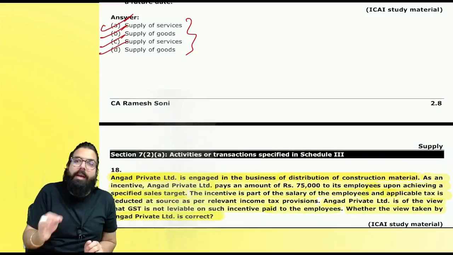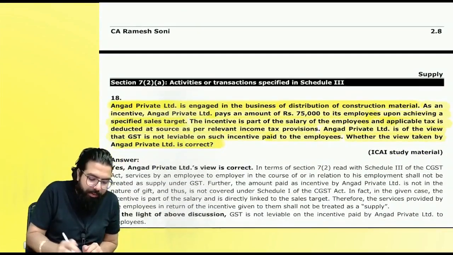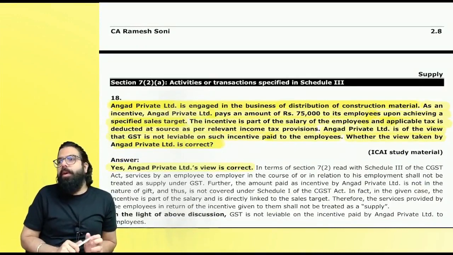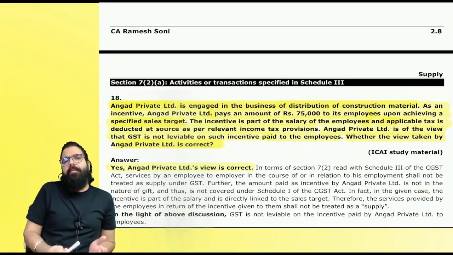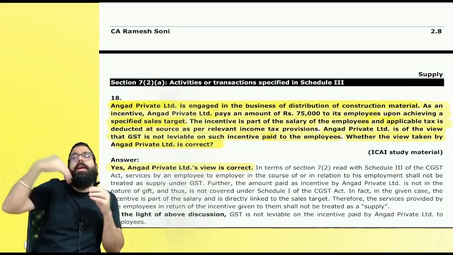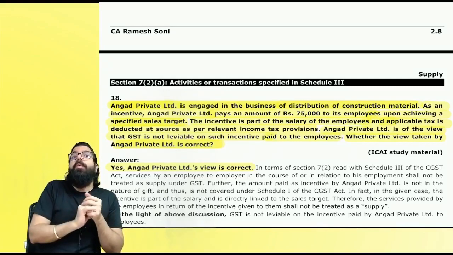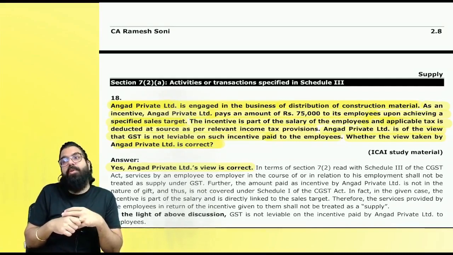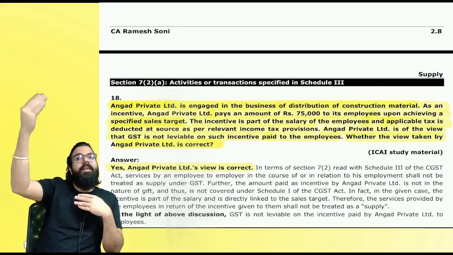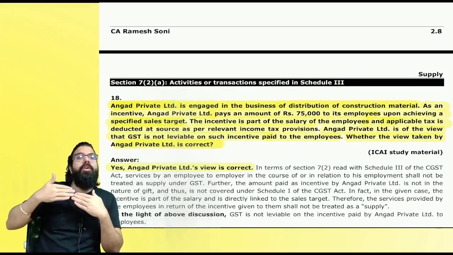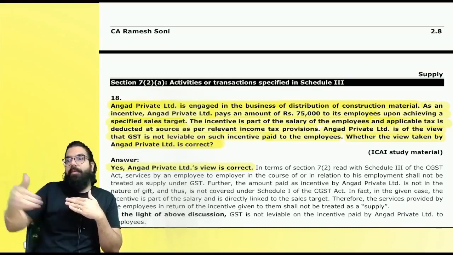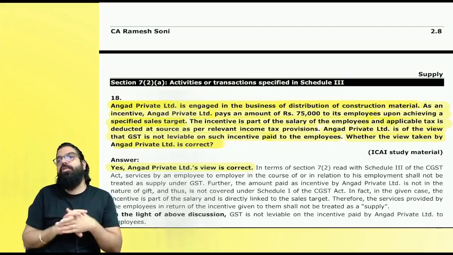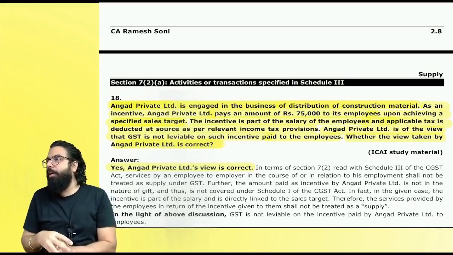Yes, the view taken by Angad is correct. So the first line will be: yes, the view taken by Angad is correct. Can I go ahead? Very natural answer. Why is it correct? Because anything provided in terms of employment is neither supply of goods nor supply of service. You are providing services to the employer and the employer is paying you an incentive as part of salary, and hence your supply is neither supply of goods nor supply of service. Is my point clear, everyone?